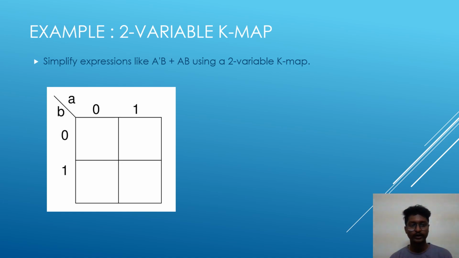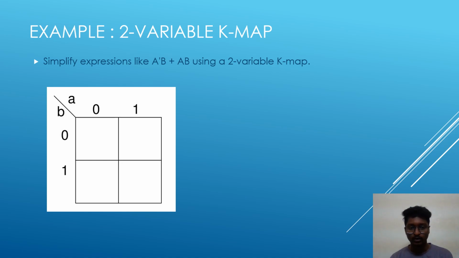So now, let us look into an example of a two variable K-map. The question which we have got is: simplify the expression A complement B plus AB using a two variable K-map. How do we know that it is a two variable K-map? Since in the equation we have only two variables, that is A and B, we get to know that it is a two variable K-map.